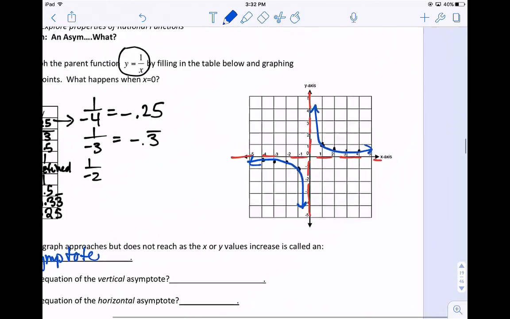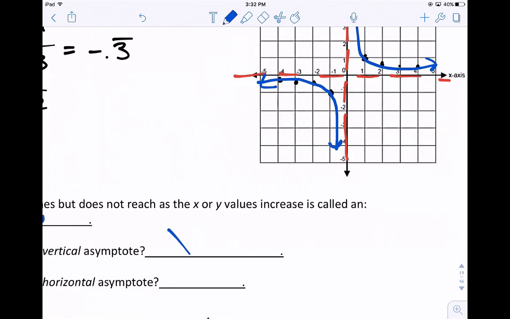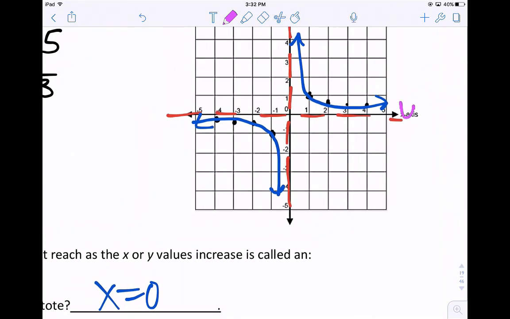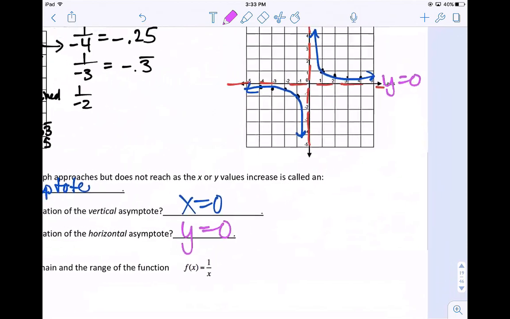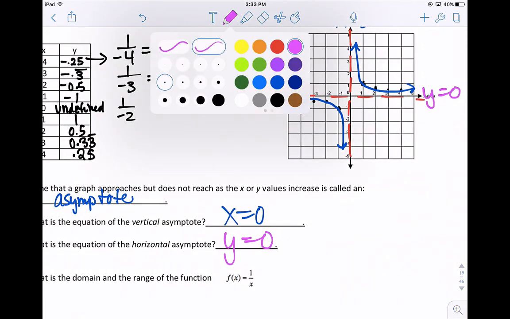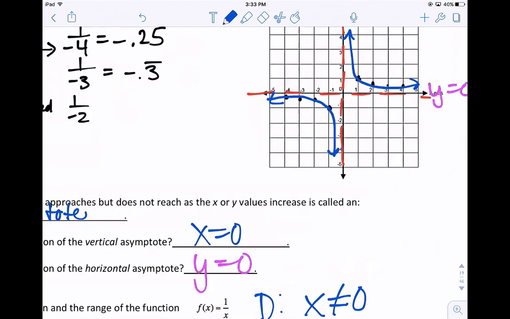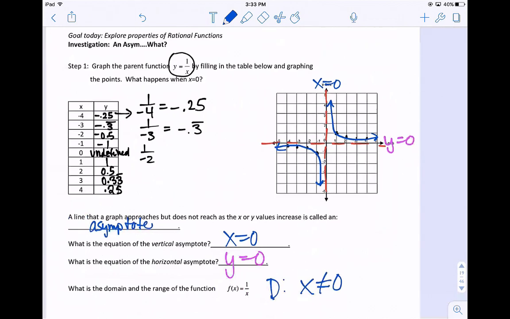The equation of the vertical asymptote is at x equals 0. It's the y-axis, but it's the line x equals 0. The equation of the horizontal asymptote is the x-axis, which is y equals 0. The domain and range of the function are all possible x and y values. So if we take a look at our graph, we say our domain, x cannot be 0. All the x values have a graph associated with them, except at 0. There's no graph there because of the asymptote. So the asymptote helps us with our domain.